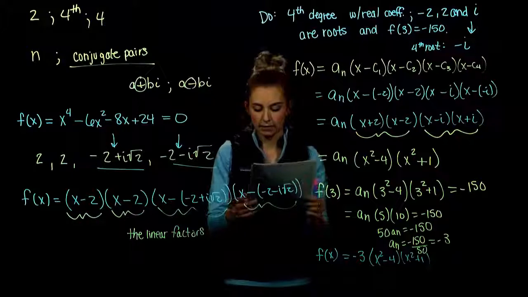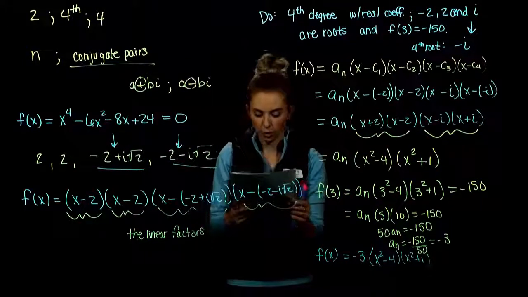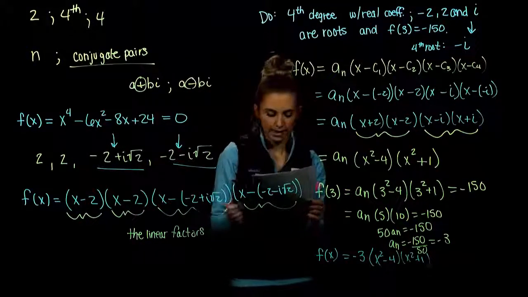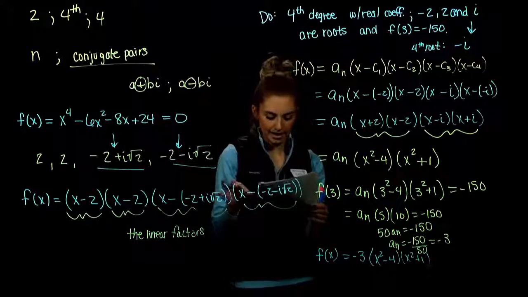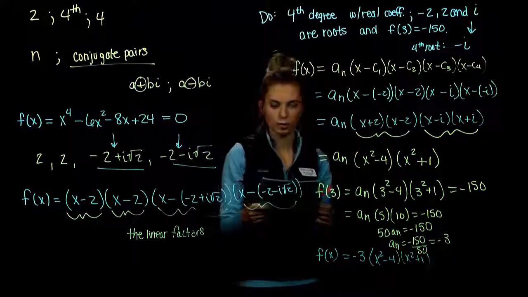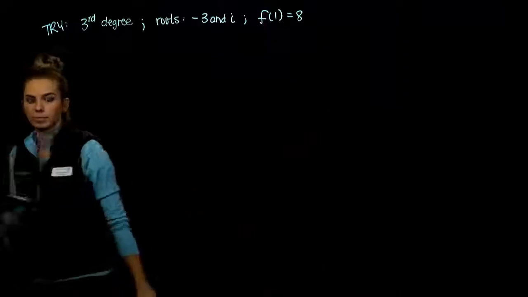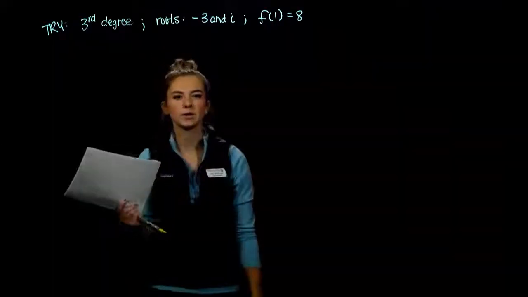All right, so the last one for you. Find a third degree polynomial with real coefficients that has negative 3 and i as zeros, and it goes through the point (1, 8). All right, so how do we start that one?